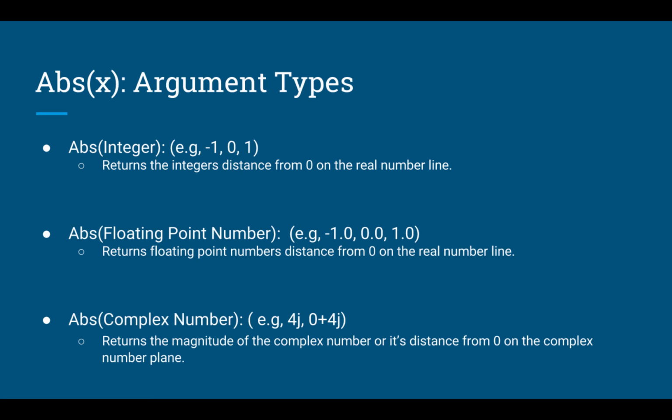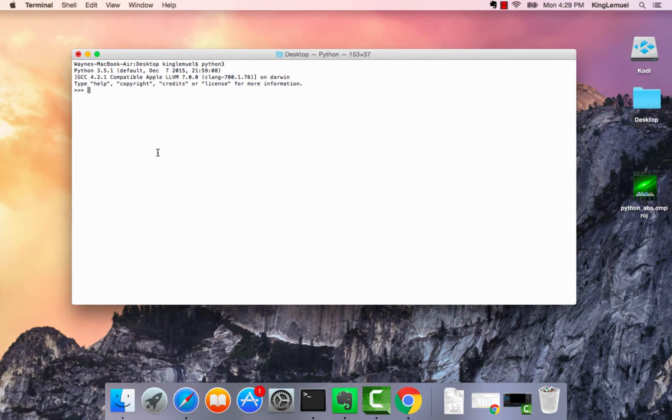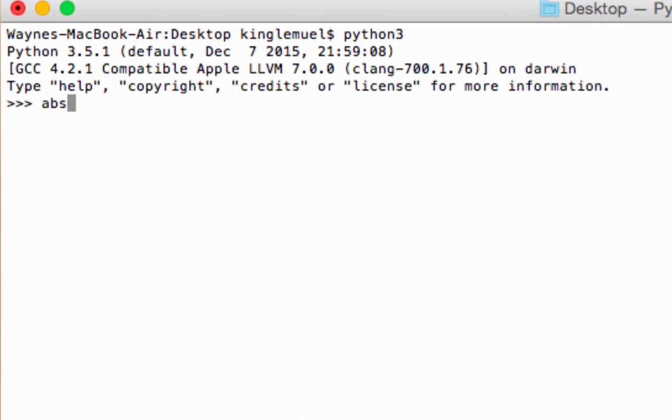Let's test out the first two arguments, and then come back to the complex number. I have Python 3.5 up, and I'm going to execute the absolute function on the number 5, and we get a return value of 5. I'll execute it again on -5, and we get a return value of 5. Now we'll try floating point numbers. We'll try 5.0, we get back 5.0, and we'll try -5.0, and we get back 5.0.